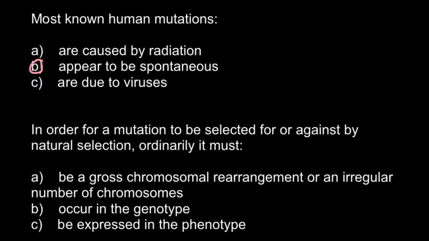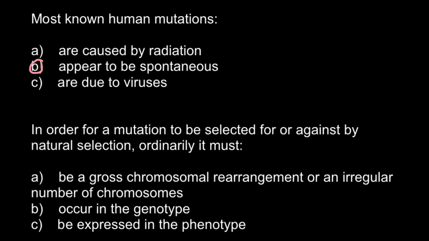But as you see, most of the mutations appear to be spontaneous, and we don't notice them because most of them are just harmless. So next question: in order for a mutation to be selected for or against by natural selection, ordinarily it must, and once again we have three answers to choose from. Answer A, be a gross chromosomal rearrangement or an irregular number of chromosomes. Answer B, occur in the genotype. Answer C, be expressed in the phenotype.